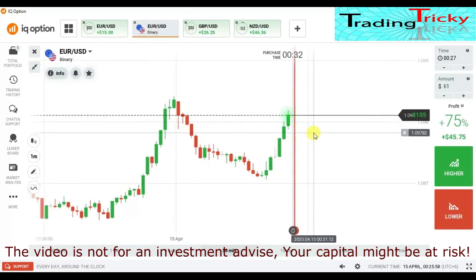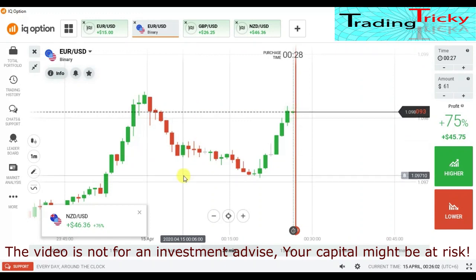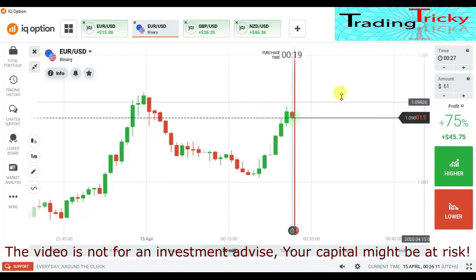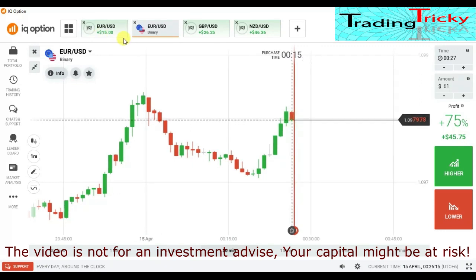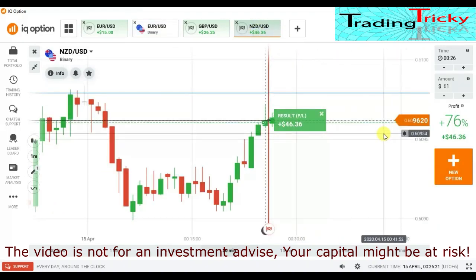Okay, so I have won this trade. I already filled my target of 3 trades. I started with $20, and I have earned 60 and 40, so $107.